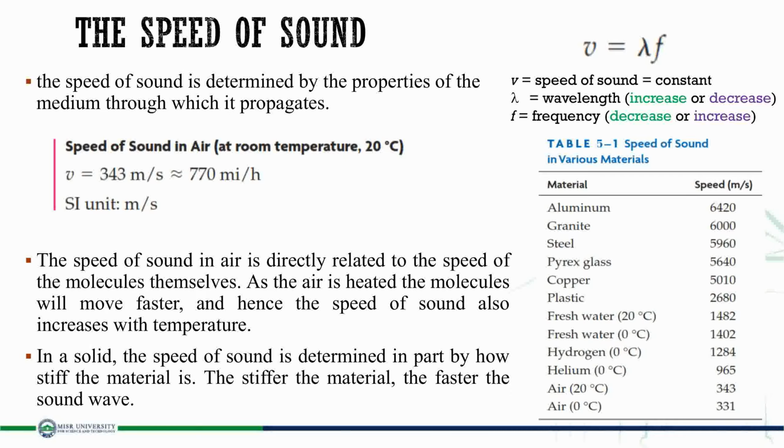Speaking of bouncing, look at the bottom of that table. Compare air at 20 degrees versus air at 0 degrees. The 20-degree air is faster. 343 versus 331. Because heat is just motion. Hotter molecules zip around faster, so they can crash into their neighbors quicker to pass the sound along. So if I want my voice to reach you faster, I should turn up the thermostat? Technically, yes. Though you might just get sweaty before you get heard.